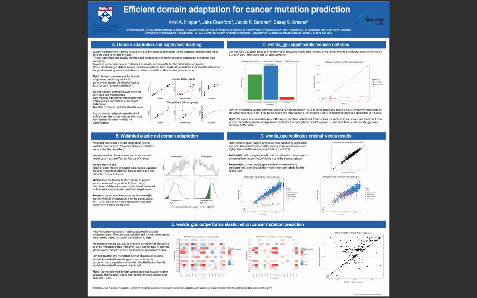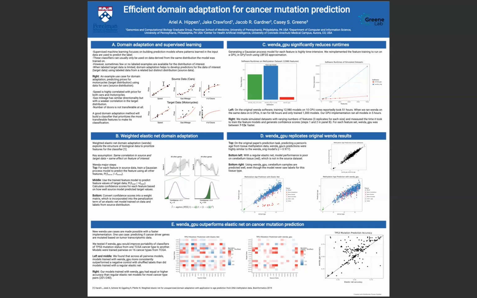However, challenges in data acquisition often mean few or no labeled examples are available for the distribution of interest. Sample sizes may be insufficient to train on rare cancer types, for instance. For situations where labeled target data is unavailable, the field of domain adaptation has established principled ways to develop predictors for the data of interest, here called the target data, using labeled data from a related but distinct distribution, here called the source data. As an example of a use case for domain adaptation, we can think about predicting prices for motorcycles, the target distribution, using only data for cars, the source distribution.